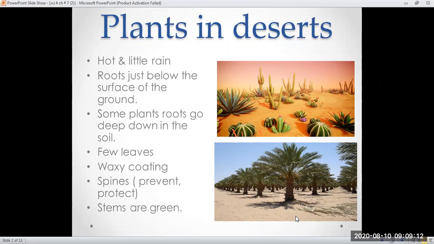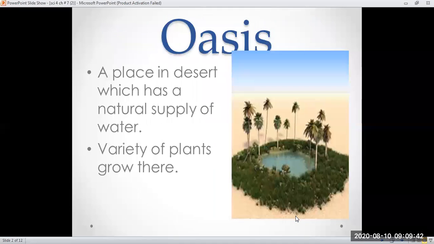Their stems are green, so their stems are able to carry out the process of photosynthesis. Their stems are very fleshy because they store water. As you all know, in the cactus plant there are many tiny spines which protect them and prevent water loss. So the next type of plants we have read about is here.